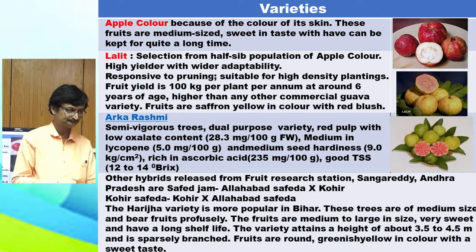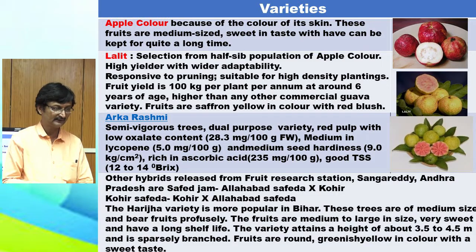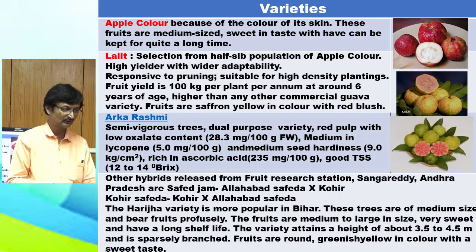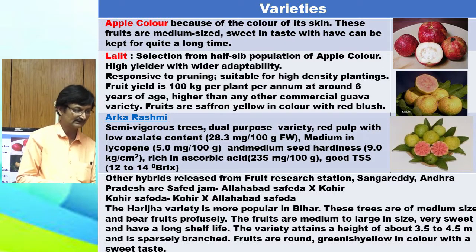Arka Rashmi, it is semi-vigorous, dual purpose variety, red pulp with low oxalate content, medium in lycopene and medium seed hardiness, rich in ascorbic acid, and TSS is around 12 to 14 degree Brix.